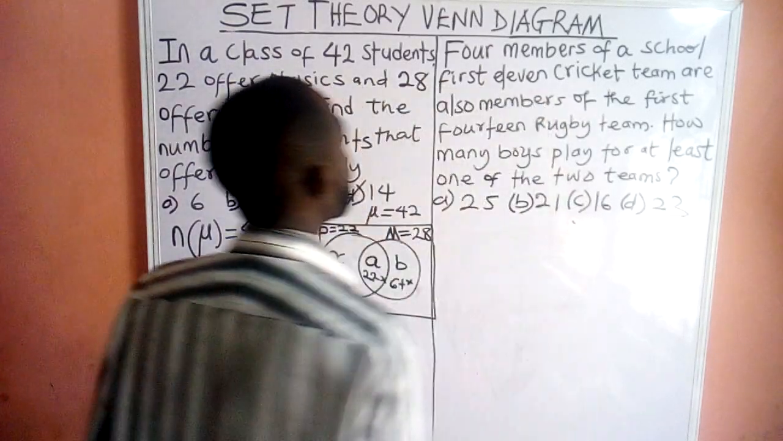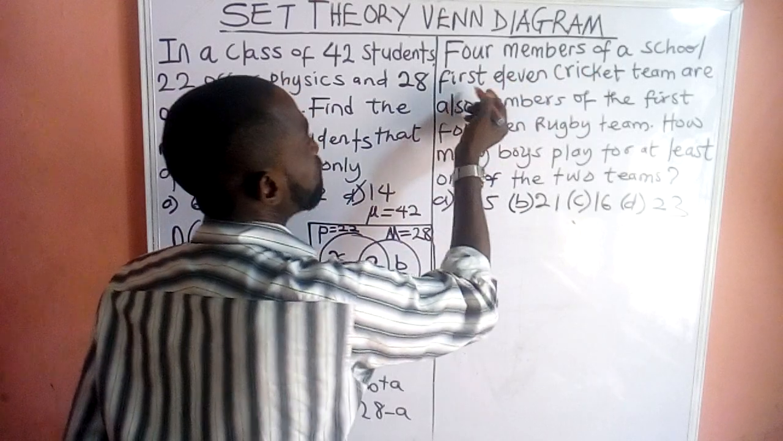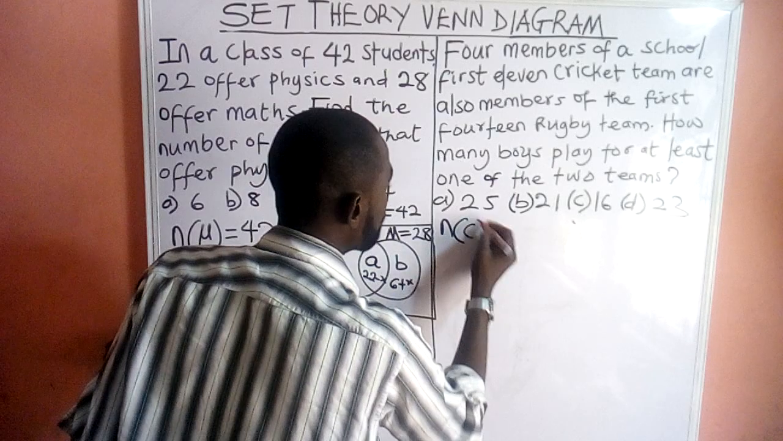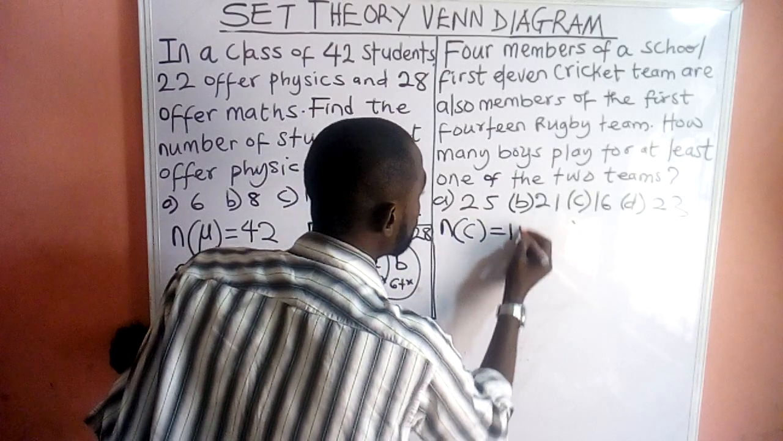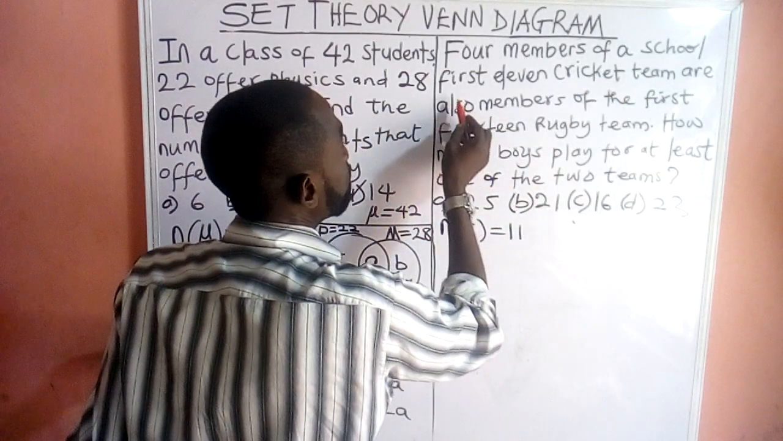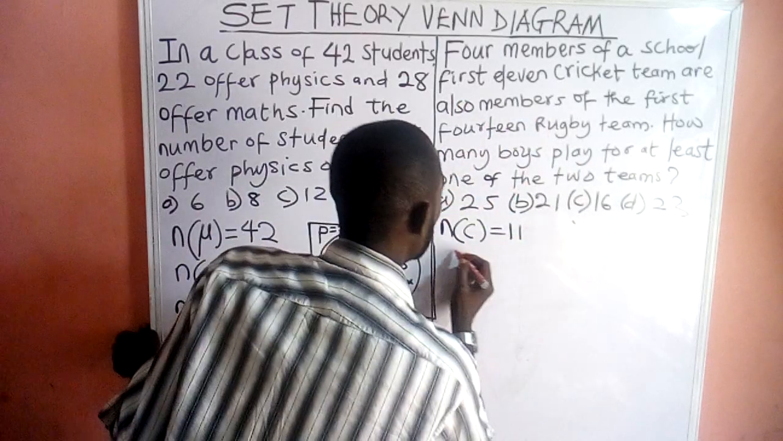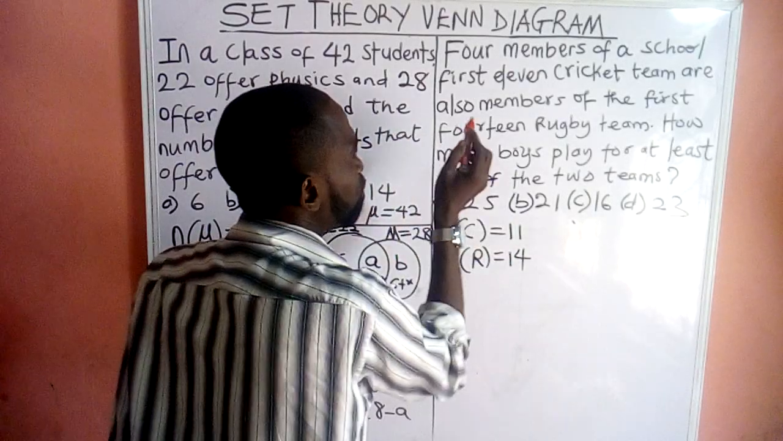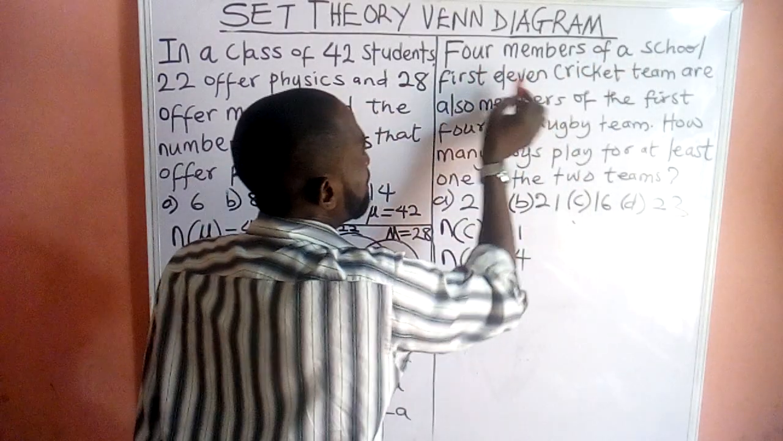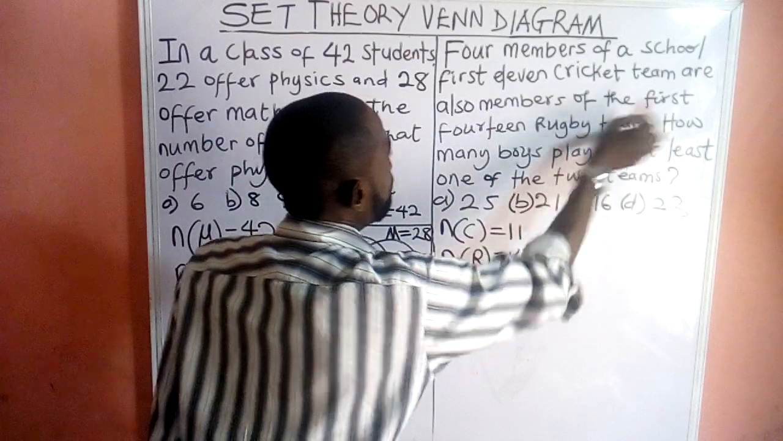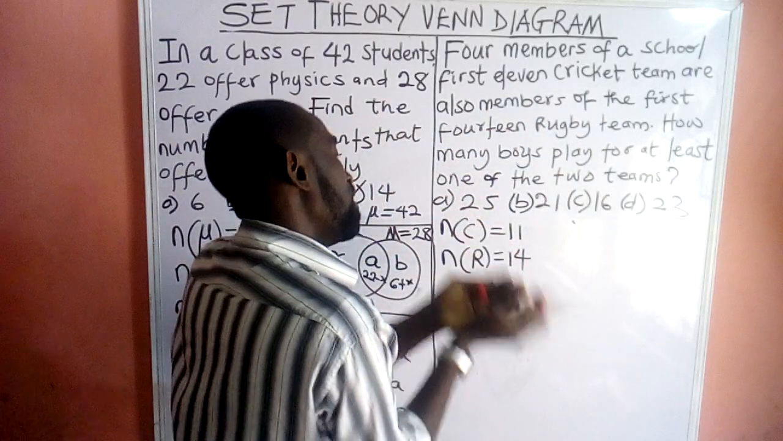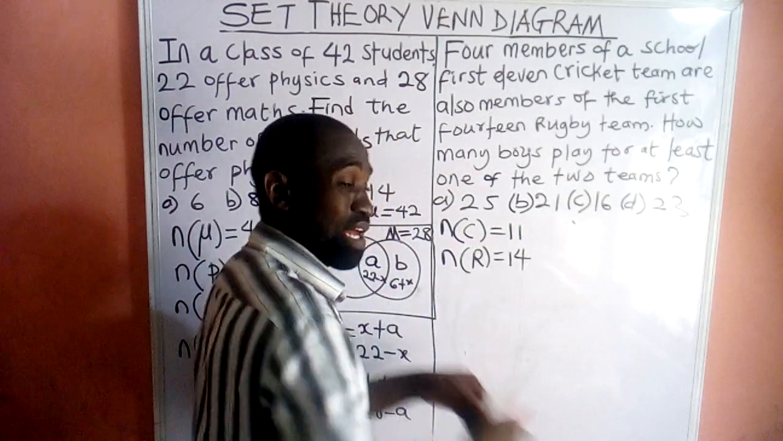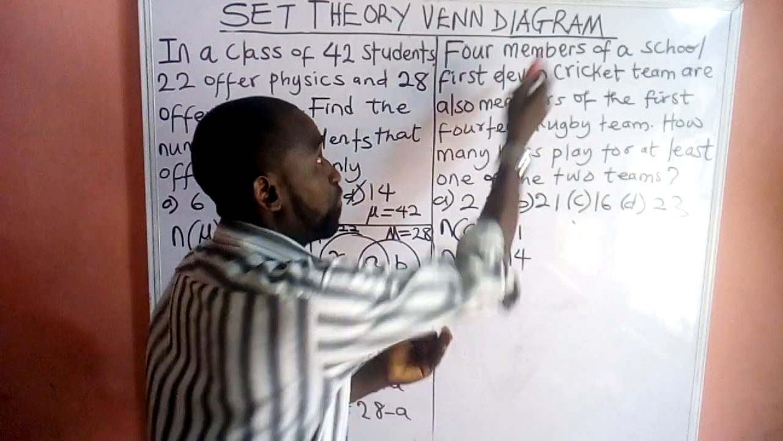So we are saying 4 members of a school first 11 cricket team. So the number of those doing cricket is 11. Then the number of those taking rugby is 14. If you look at this question, it said 4 members of a school first 11 cricket team are also members of the first 14 rugby team. So it means 4 can be found in cricket, and 4 can also be found in rugby. That is what we call intersection.